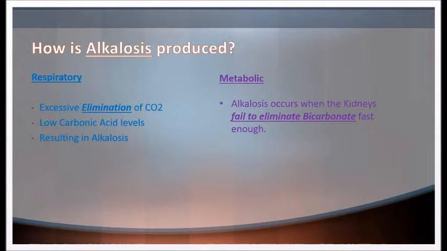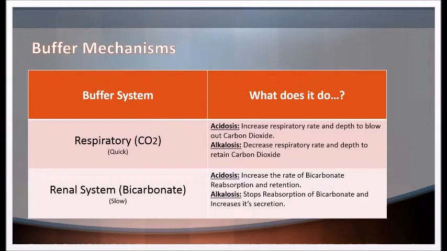From the metabolic side, alkalosis occurs when the kidney fails to eliminate bicarbonate. Remember, bicarbonate is basic. So how is alkalosis produced? Well, if the kidneys fail to eliminate excess bicarb, or we can call it excess bases, then there will be more bases, more bicarb accumulated in the blood, causing the alkalosis. And this is another slide just to illustrate that.